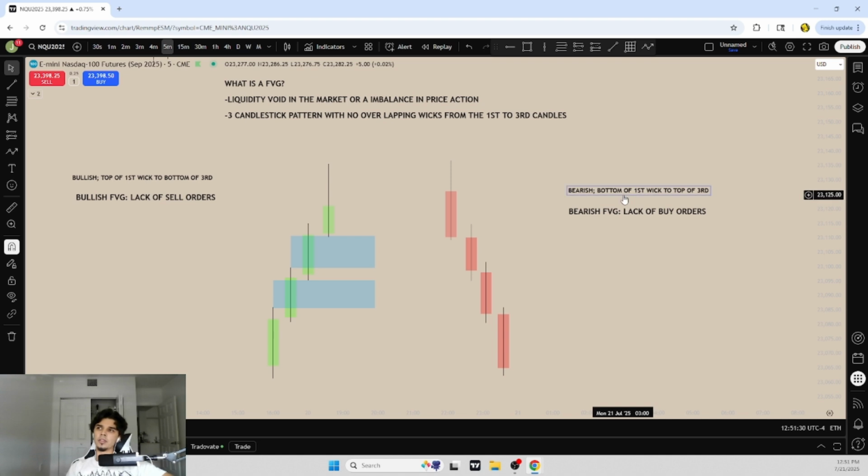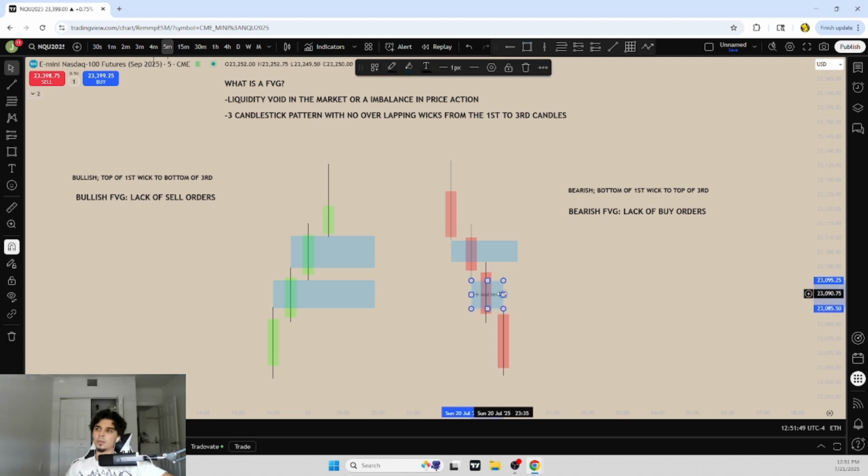Our bearish example is going to be from the bottom of the first wick to the top of the third. So from the bottom of the first wick to the top of the third. Now notice how they don't overlap. It's creating a gap in price action. So there's our bearish example. And here's our second bearish example, from the bottom of the first wick to the top of the third.